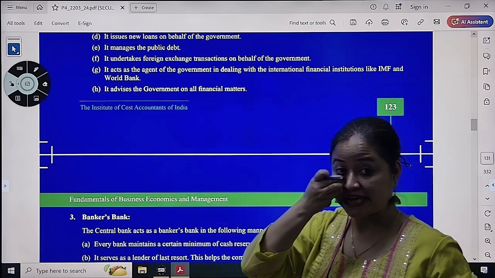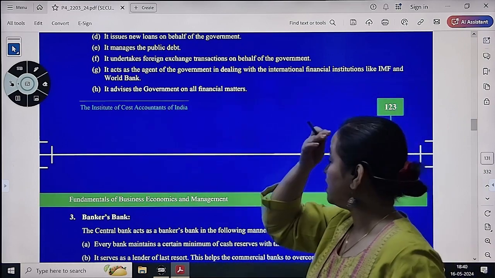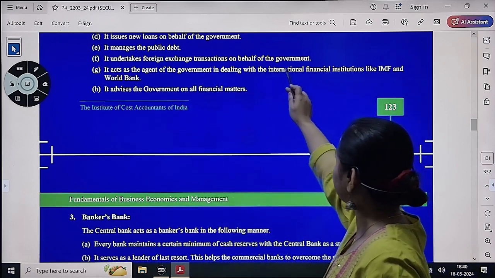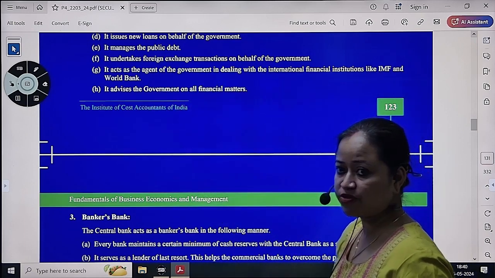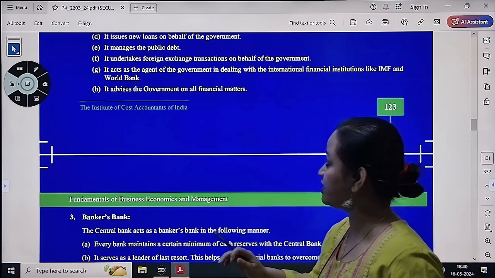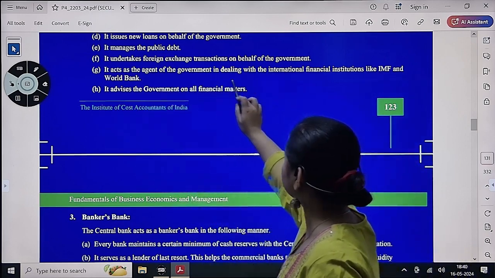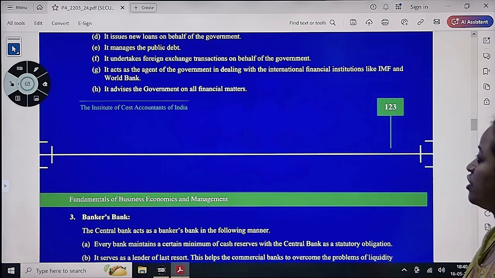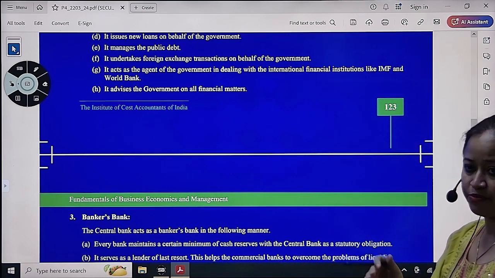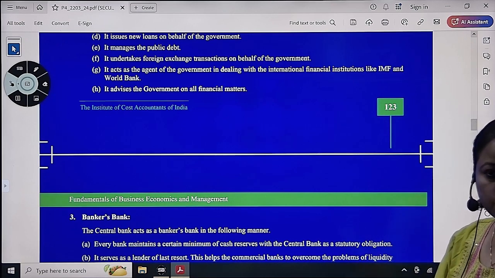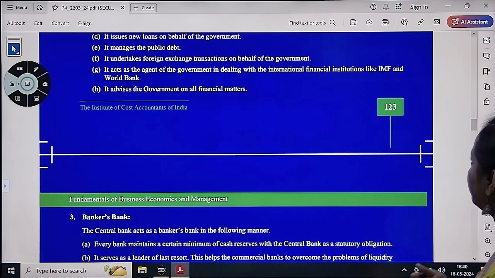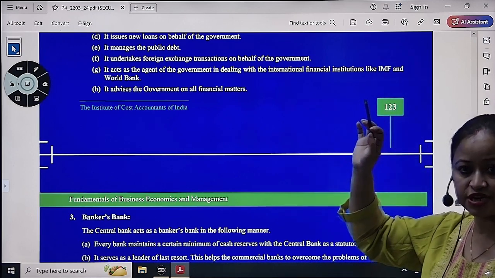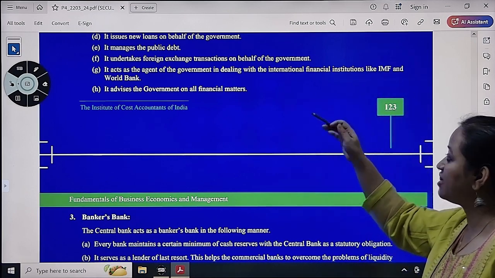Okay, so public debt is also managed by the central bank. It undertakes foreign exchange transactions on behalf of the government. So in very clear language it is given: it acts as the agent of the government in dealing with the international financial institutions. So they act as agent of the government to deal with various international financial institutions like the IMF, International Monetary Fund, World Bank, etc.